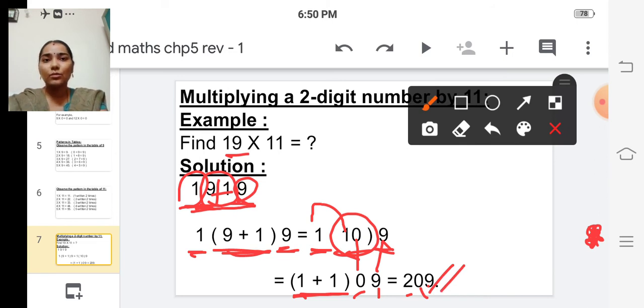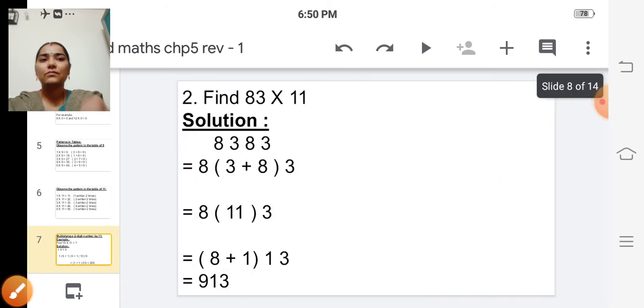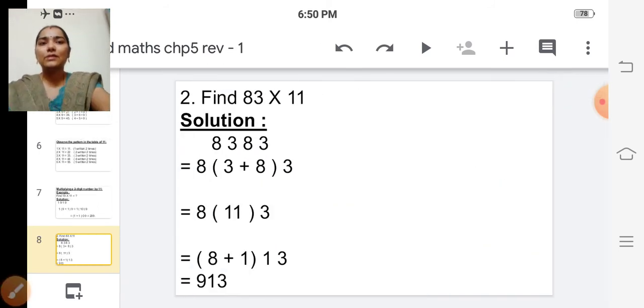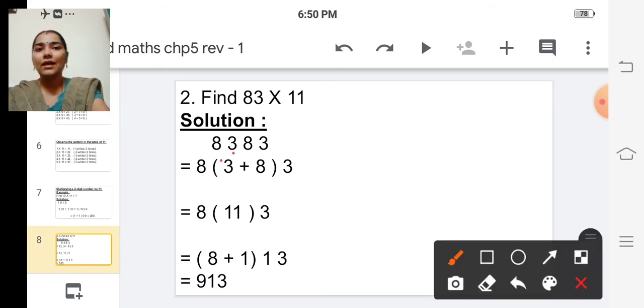So shall we see one more example? Yes. The next example is find 83 into 11. So in the first step what we have to do? We have to write 83 2 times. Okay. See here 83, 83. Okay. We have to write this 83 2 times.